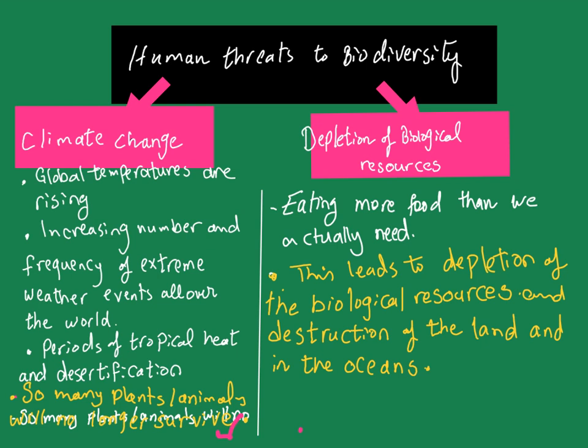Then for the effect of humans on the depletion of biological resources, you know, humans have impacted our biological resources a lot by eating more food than they need. This leads to depletion of the biological resources and destruction of the land and the ocean.